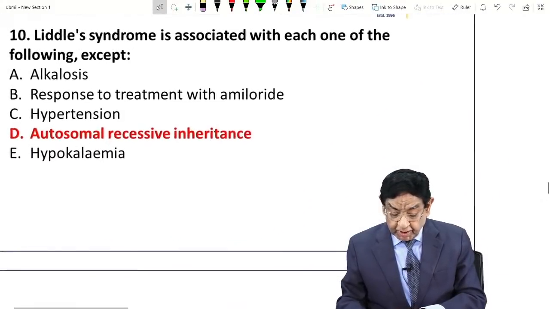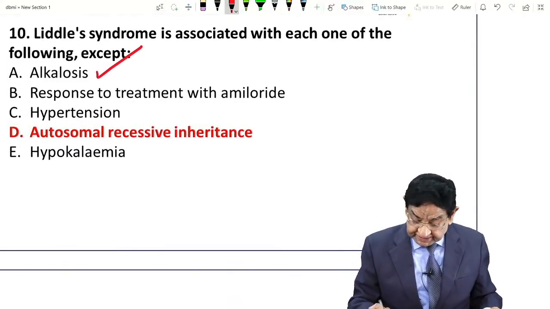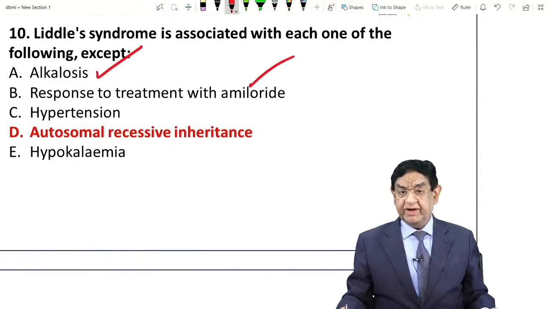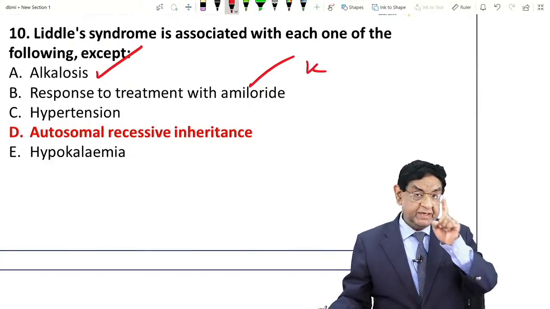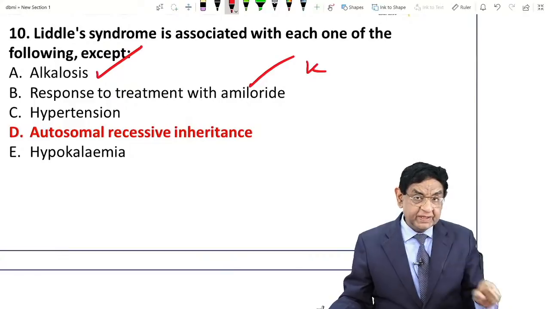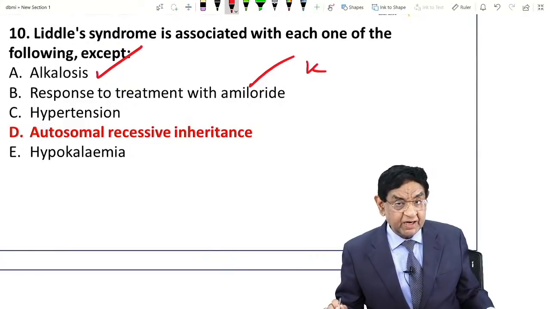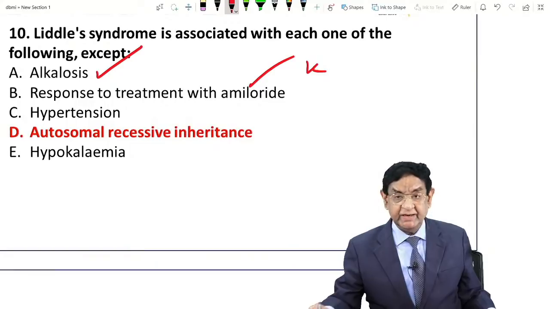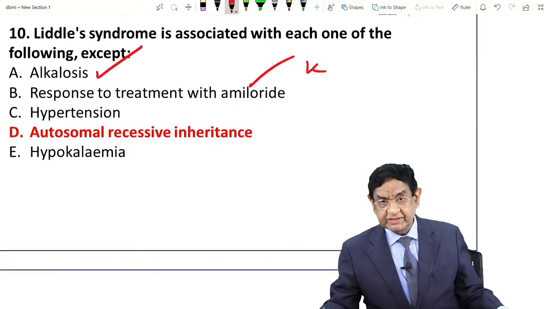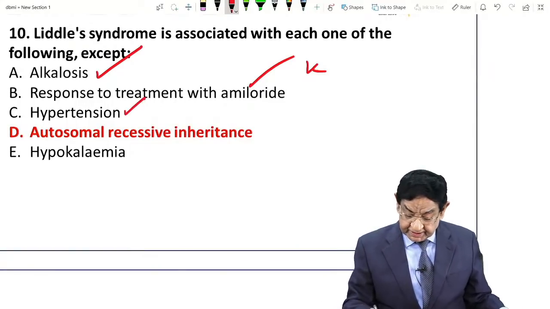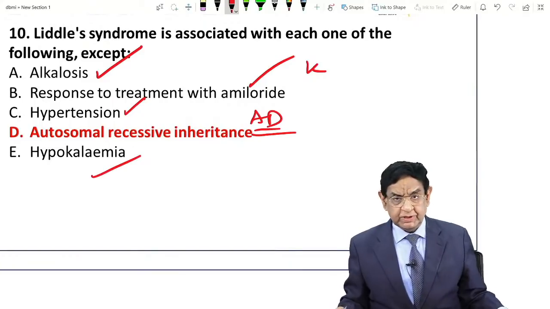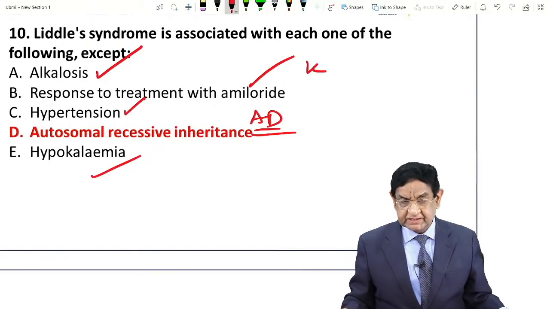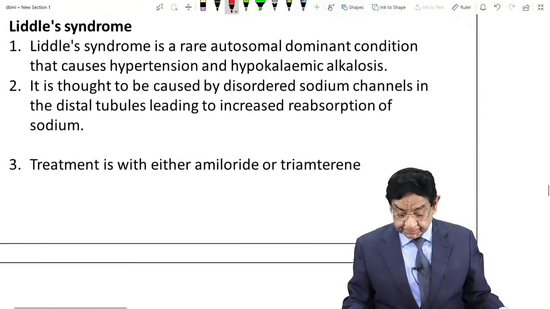All are true about Liddle except alkalosis. Yes, they respond very well to amiloride. Amiloride is a potassium sparing diuretic, but it does not need aldosterone. It is the treatment of choice for this. Hypertension occurs in recessive? No, it is an autosomal dominant condition. Hypokalemia? Yes. The point to be noted, the first two are recessive and this Liddle syndrome is dominant.